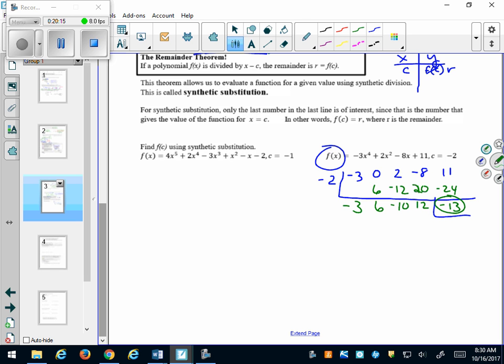So, with the remainder theorem, it's that last number that we care about, right? If f of x is this polynomial and we want to plug in -2, f of -2 would end up to be -13 if we plugged it all the way in.